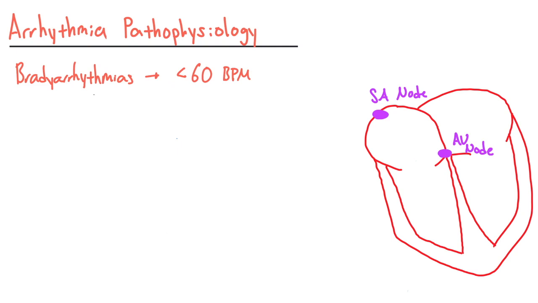And finally, to wrap everything up, let's do a very, very brief review of bradyarrhythmias. As we know, normal heart rate is 60 to 100 beats per minute. So a bradyarrhythmia is something that is less than 60 beats per minute. This can be due to two main causes. The two that I want you to remember are automaticity.